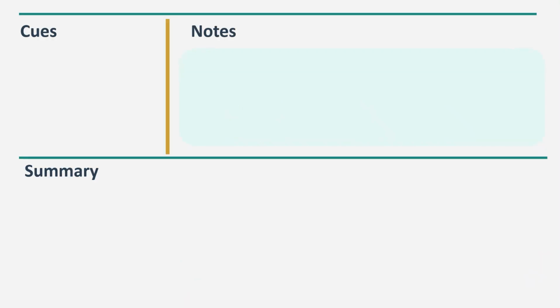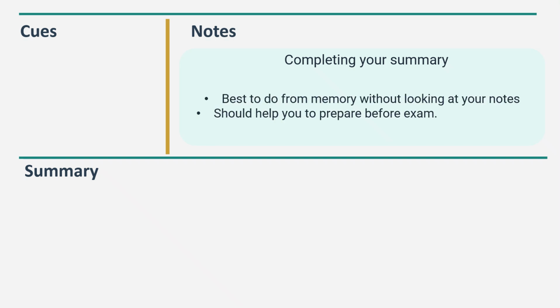So now it is time to complete your summary. It is best to do this from memory without looking at your notes, and it should help you to prepare before the exam. Just a quick summary. So, write down 4 points that you can read in 30 seconds before an exam. One example would be to say what is RAM.